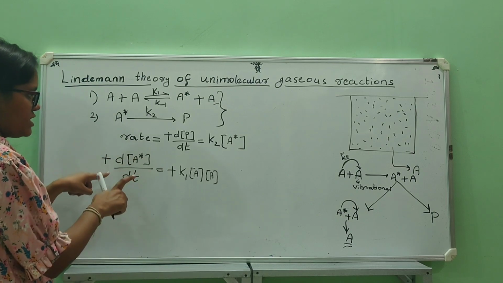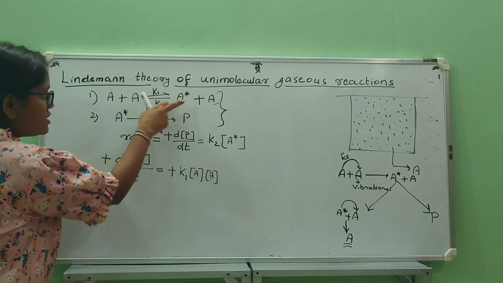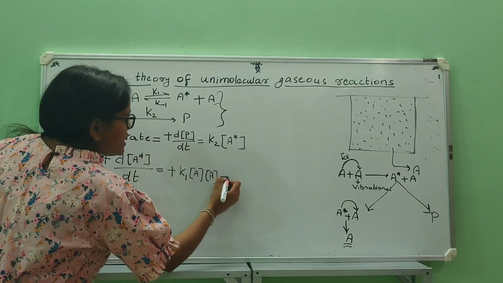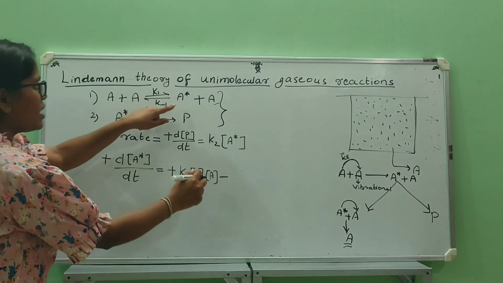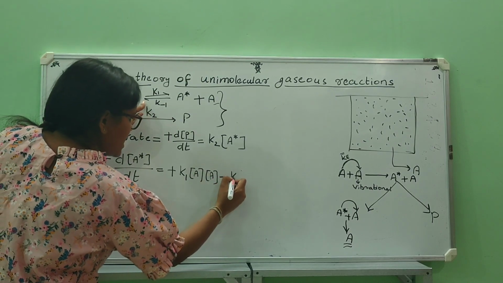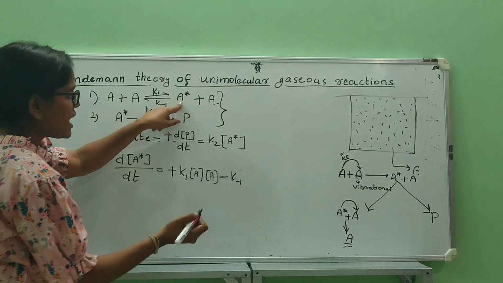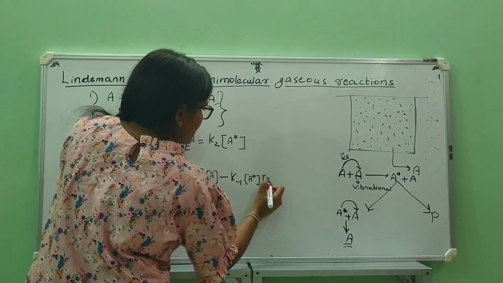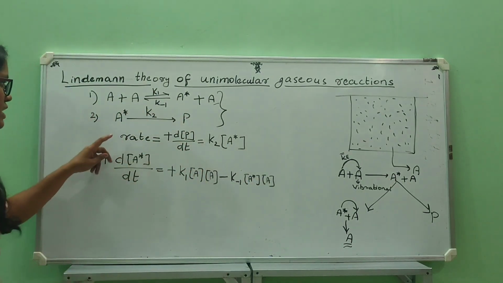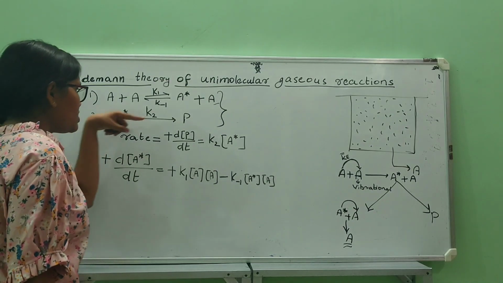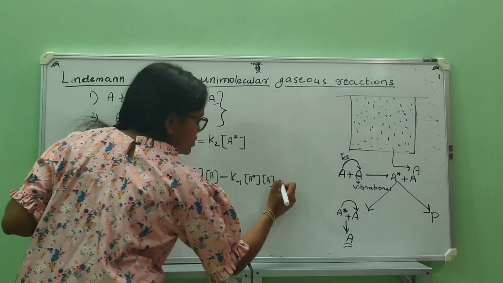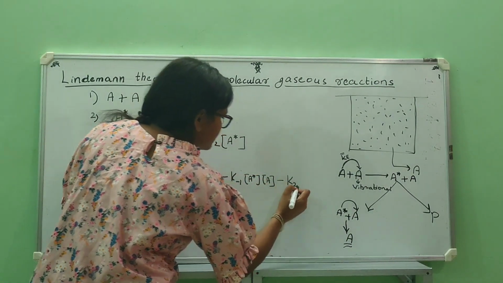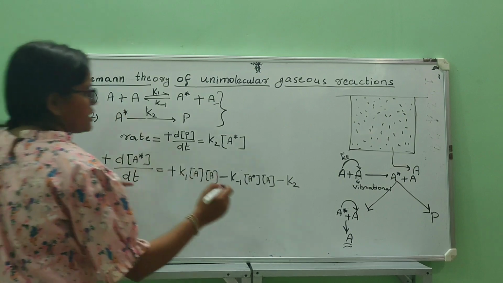Now in this reverse step, the concentration of A star decreases, but we are looking at the rate of formation of A star. So here A star is not formed, it is consumed. Therefore, we take a minus sign here. The rate constant in this direction is K minus 1, and the reactants are A star and A. In the second step, the concentration of A star decreases, so again we need to take minus. Rate constant K2 into the reactant A star.